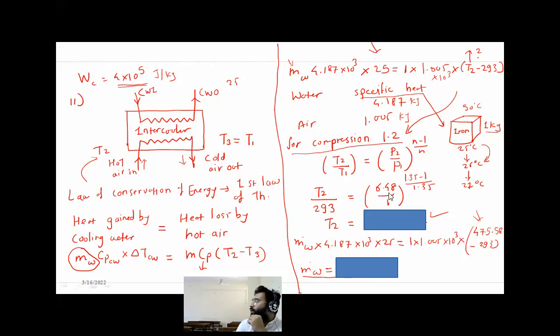Any problem? First bench, any problem calculating? How to calculate T2 from this? First calculate 6.48 raised to this power, and then multiply by 293, you will get T2.